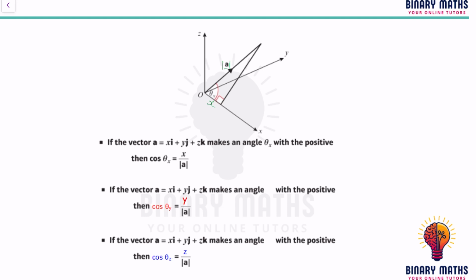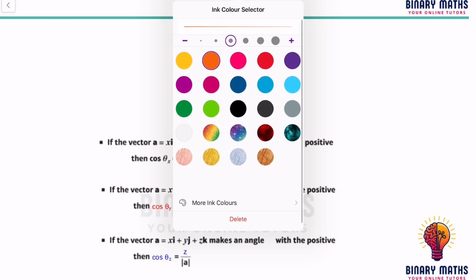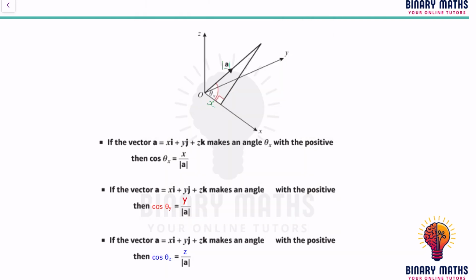So if we've got adjacent and hypotenuse, we've got cos, obviously. So the cos ratio, cos theta x, must be equal to adjacent over hypotenuse, which is x over the magnitude of A. In a similar way, if I were to look at the y one, the y one would be here.